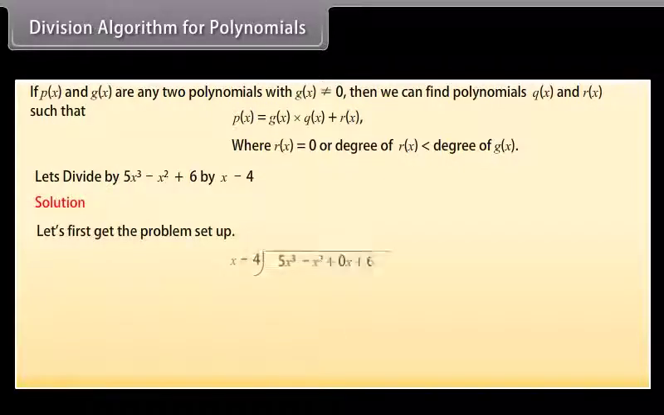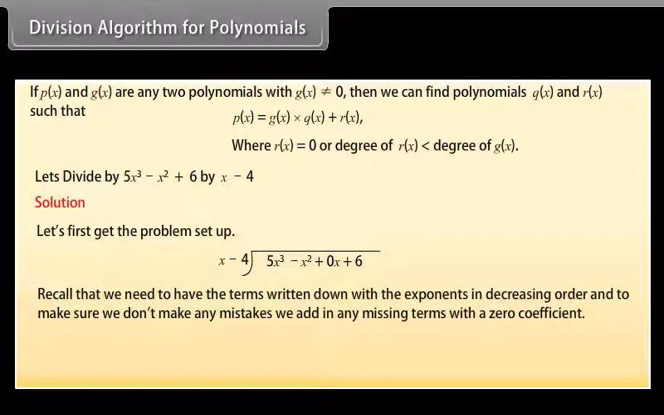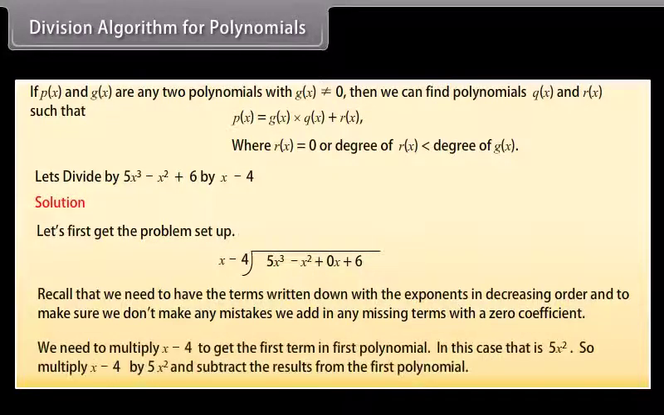Let's first get the problem set up. Recall that we need to have terms written down with the exponents in decreasing order, and to make sure we don't make any mistakes, we add in any missing terms with a 0 coefficient. We need to multiply x minus 4 to get the first term in the first polynomial. In this case, that is 5x square. So multiply x minus 4 by 5x square and subtract the results from the first polynomial.